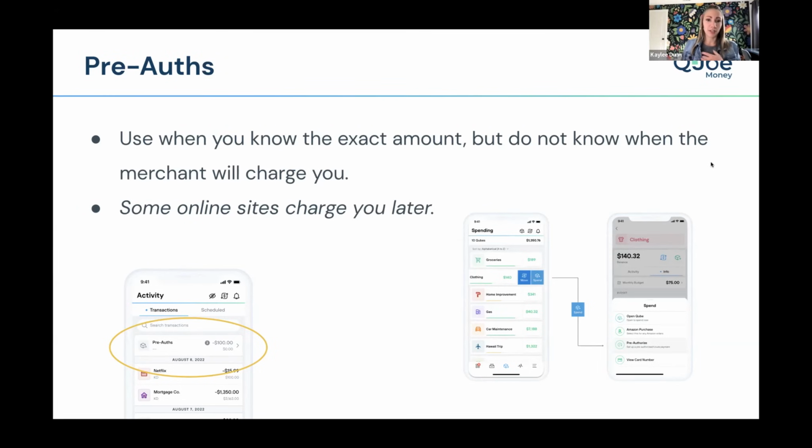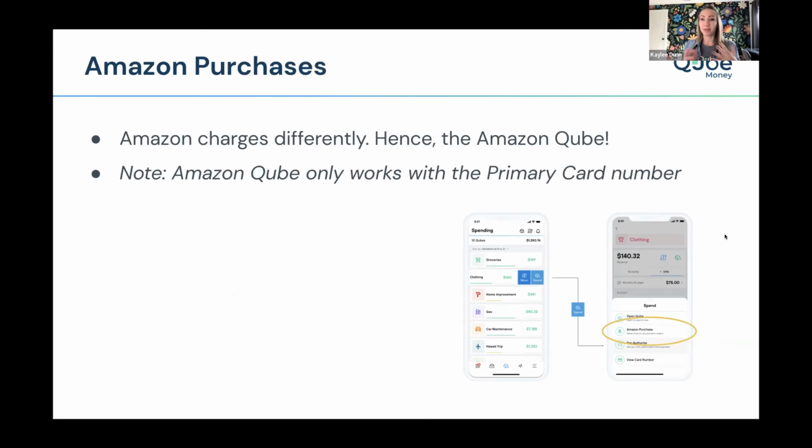And on your activity screen, you can see over there on the left, if you do have any pending pre-auths, it will be right up at the top, so you can cancel any of those or view whatever pre-auths you have set up. The next tip is Amazon purchases.